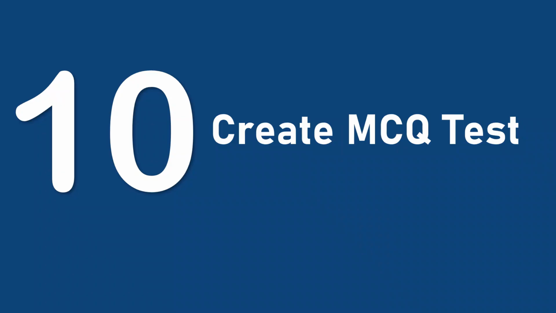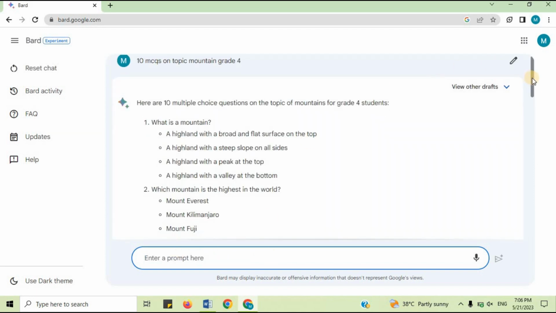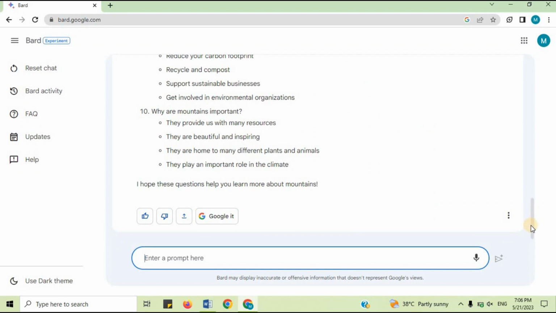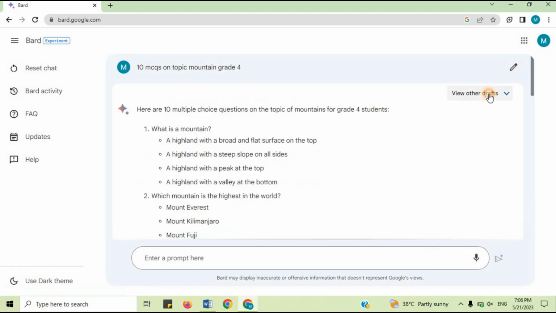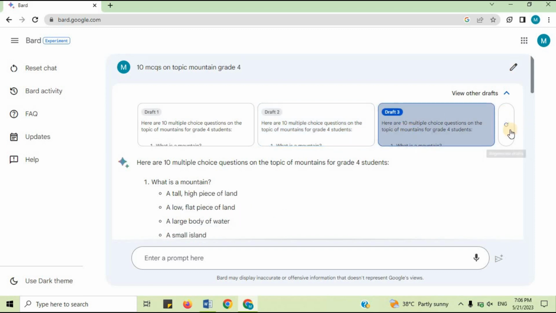Method 10. Create MCQs test. First, I will show you how to make MCQs for a science subject. 10 MCQs on topic mountains for grade 4. Here are 10 multiple choice questions on the topic of mountains for grade 4 students. By clicking on the 3-dot button, you can copy the text. By clicking on View Other Drafts, you can see other MCQs on the given topic.